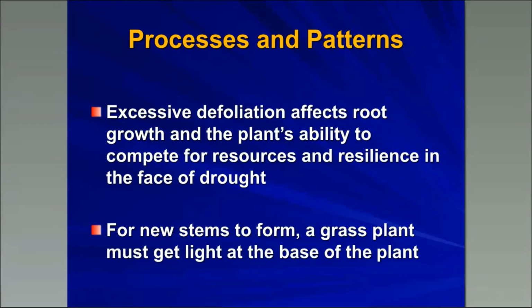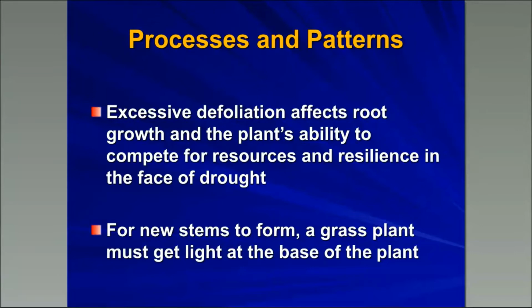We've known for years that if we take too much leaf off of a grass plant, we're going to affect root growth. It's going to stop for a while and we may get shallower roots. And so that plant is going to be less effective in competing for resources below the soil surface. And it's going to become more likely to have a detrimental effect in the case of drought.